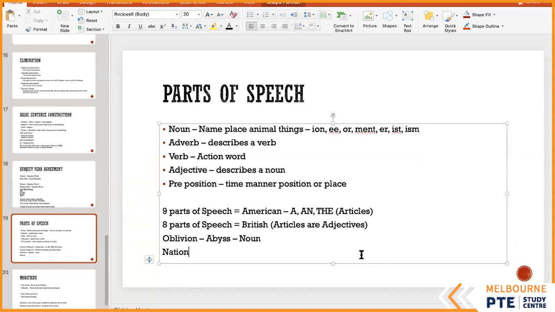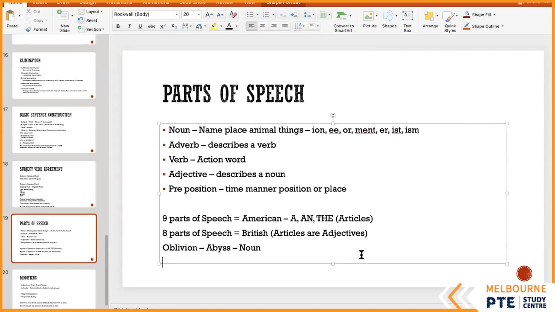Okay, let's have a look at this. N-A-T-I-O-N. Nation. That's a what? A noun. This is? Adjective. This is? Adverb. T-Y was what? Noun. Good. L-Y generally is an adverb, right? Are we clear?